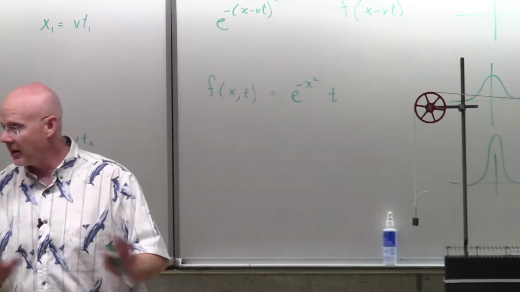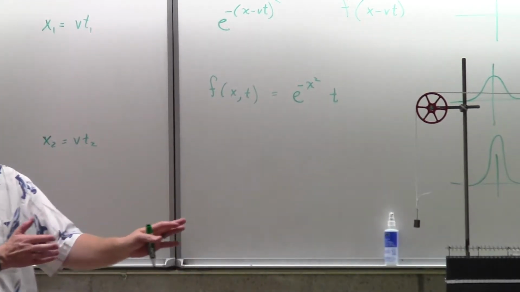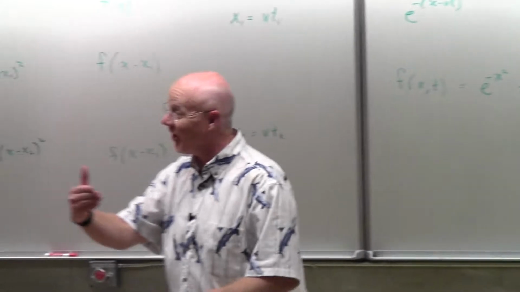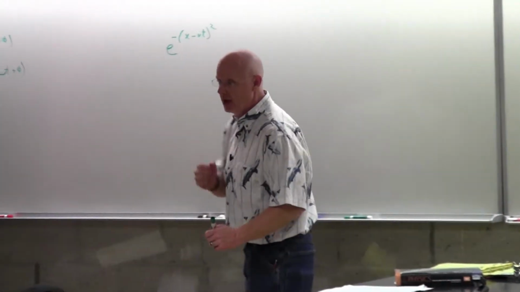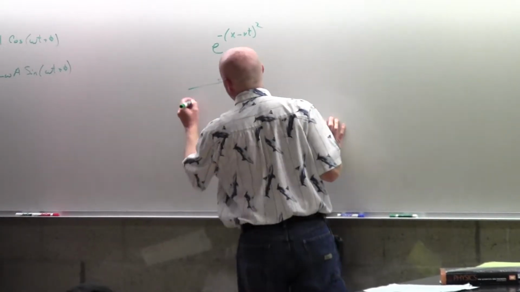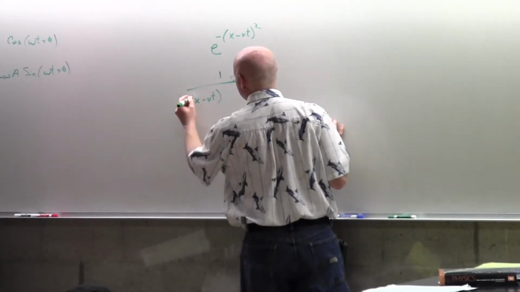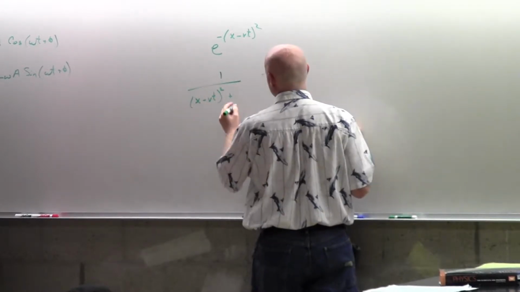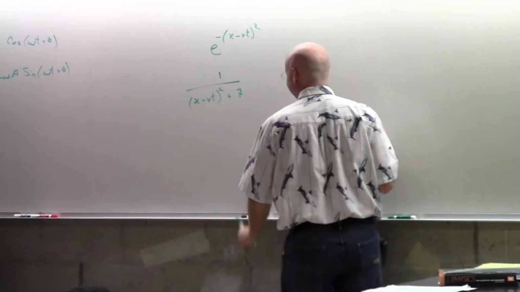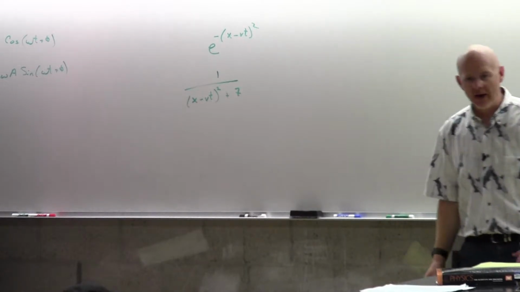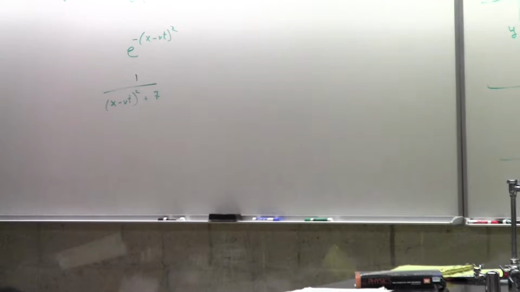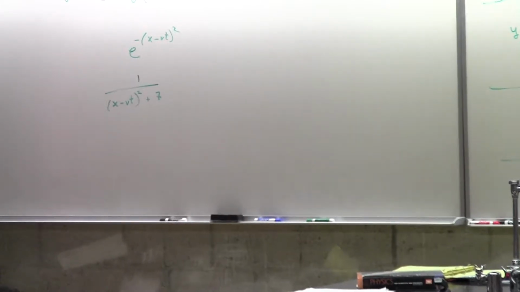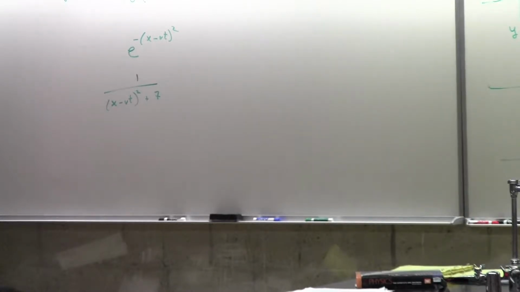Of course, we're not going to talk any about what is not a wave in this chapter. We're only going to be dealing with ones that are a wave. Let me give you another example here. Would this be a wave? 1 divided by (x minus vt) squared plus 7. Is that a wave? Yes. How do I know that? It fits the wave equation, doesn't it? What's the wave equation? The wave equation is this.